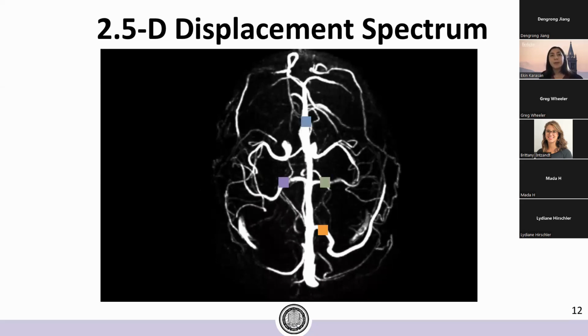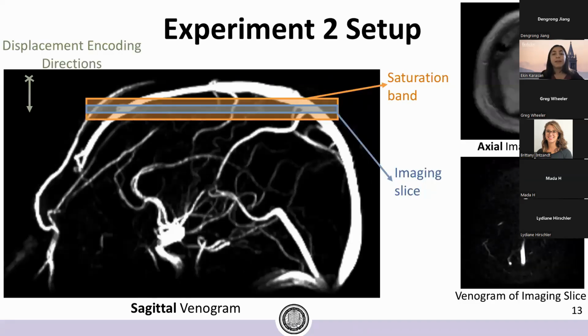And in our next experiment, we're going to show that by imaging an axial slice, and then by just selecting different regions from it, we can effectively resolve a 2.5D displacement spectrum. And we call this approach 2.5D since it provides an additional selection due to the geometry of the venous system. So for our second experiment, we place an axial imaging slice that's towards the top of the head. And for each image voxel, we acquire a 2-dimensional coronal displacement spectrum. The scan time for this sequence was 20 minutes.